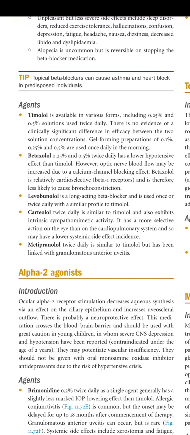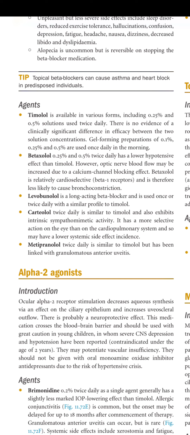However, optic nerve blood flow may be increased due to calcium channel blocking effect. Betaxolol is a relatively cardioselective beta 1 receptor blocker and is therefore less likely to cause bronchoconstriction. So, betaxolol is one of the drugs that is cardioselective and it will not cause bronchoconstriction.